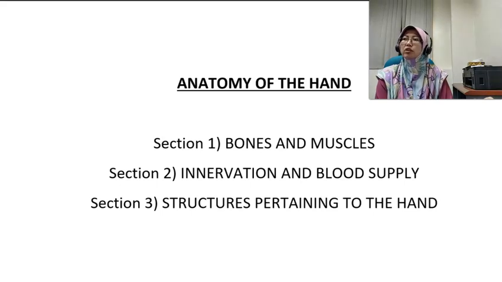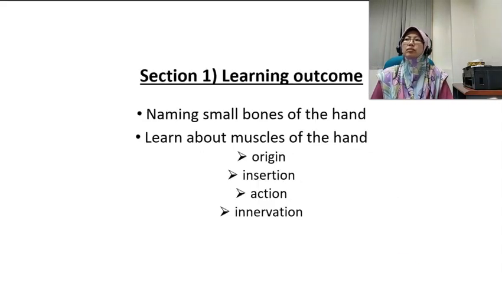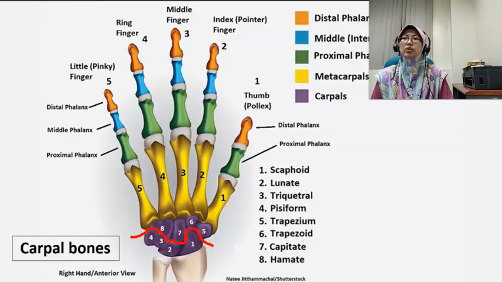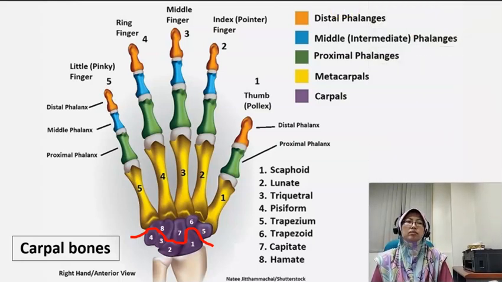Okay, anatomy of the hand. So kita belajar hand, muscle, bone, innervation, blood supply and specific structure yang pertaining to the hand ya. For the first section ni, we learn about bone and muscle of the hand. I have mentioned this to you before, I have shown you this picture before.